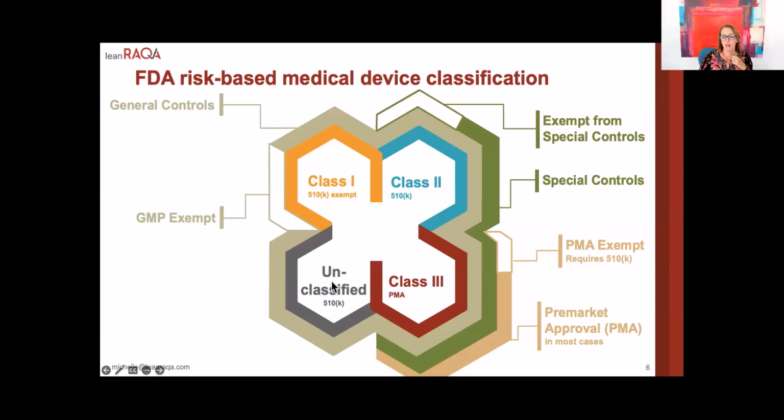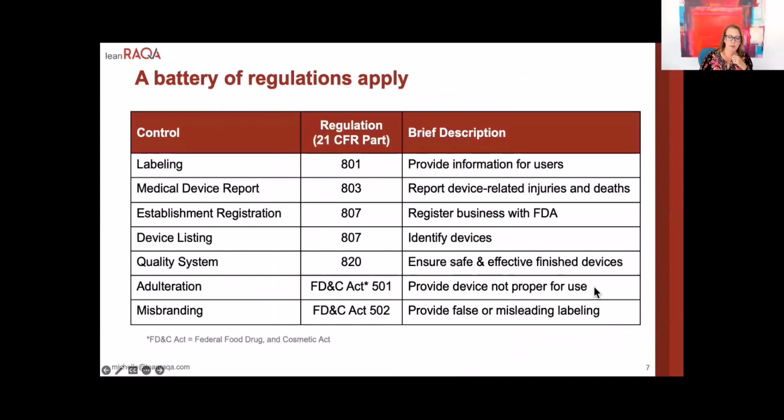And then there are the unclassified products. The bulk of those require 510Ks. So no matter what, a battery of regulations apply. The bread and butter is called the quality system regulation, or 21 CFR 820. These are basically the good manufacturing practices, and these go hand in hand with labeling and medical device reporting. Although all of these technically apply to all your products, this is where the bulk of the work you're going to have to do is coming from.